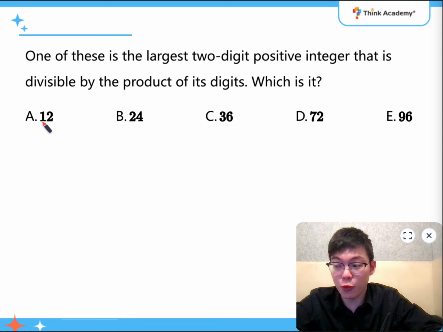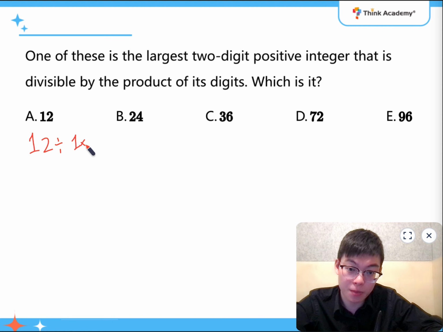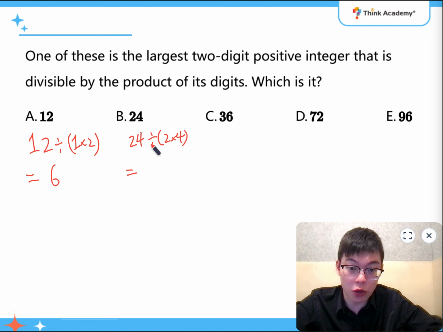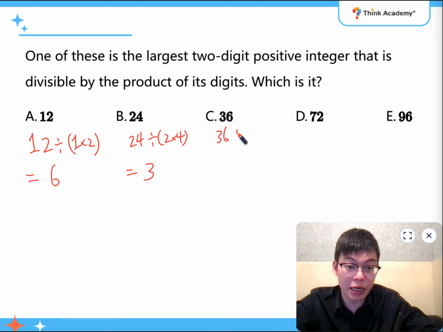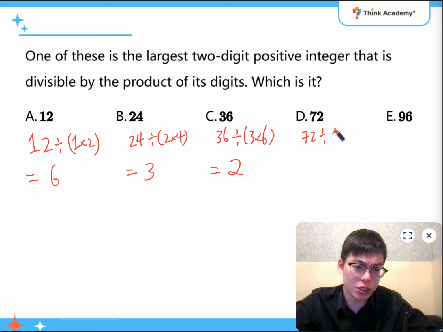So the first one, we have 12 divided by 1 times 2, which is 12 divided by 2, that's 6. The second one, 24 divided by 2 times 4, which is 8. That ends up with a 3. 36 divided by 3 times 6, which is 18. That's ending up with 2. 72 divided by 7 times 2, 14.